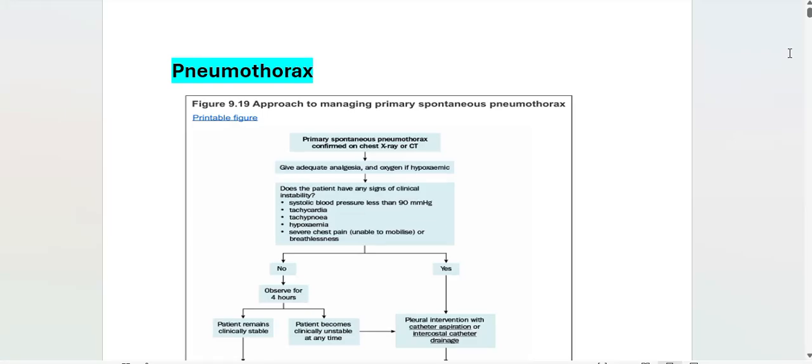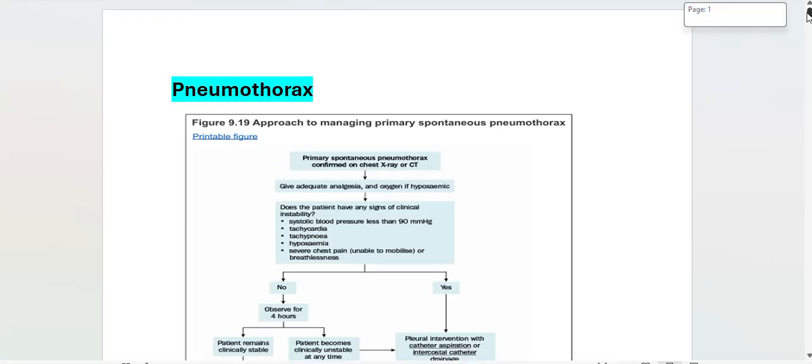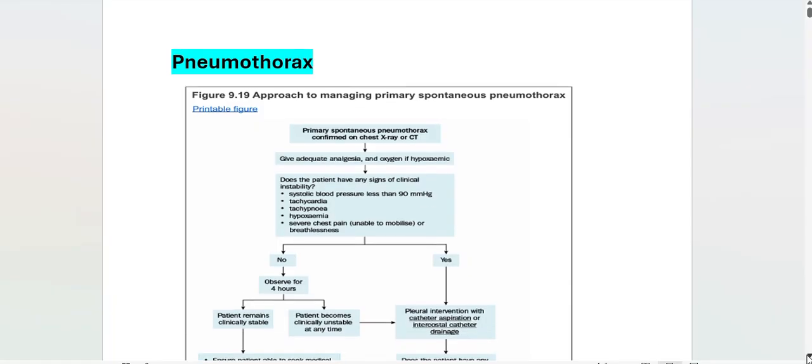Hello everyone. Today I'm going to cover the topic pneumothorax, which has been repeating over the last 6 months into 2026. Okay, so yeah, let's start.